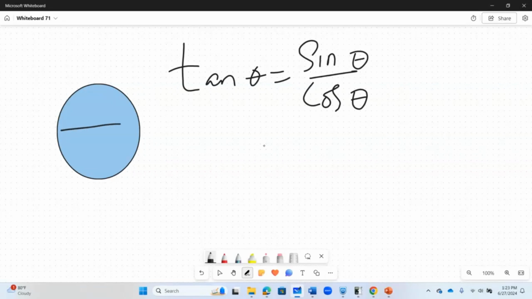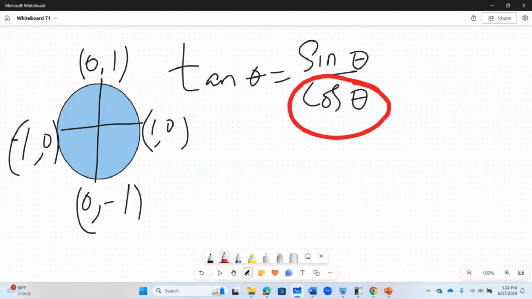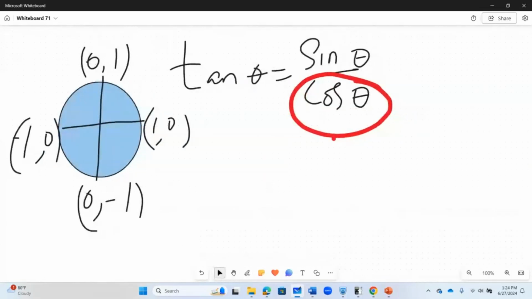All right. So we also know that this point is (1, 0) on the unit circle. This point is (0, 1) on the unit circle. This point is (-1, 0) on the unit circle, and this point is (0, -1) on the unit circle. Okay, and we already know the angles here. So at this point, I want us to remember that tangent is sine over cosine. All right. So wherever cosine is 0, tangent is undefined.